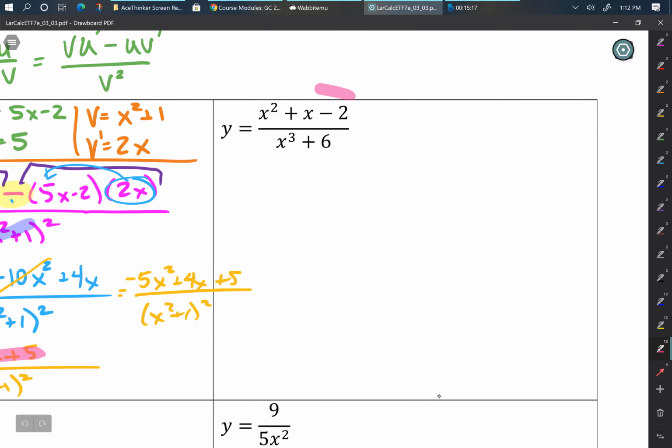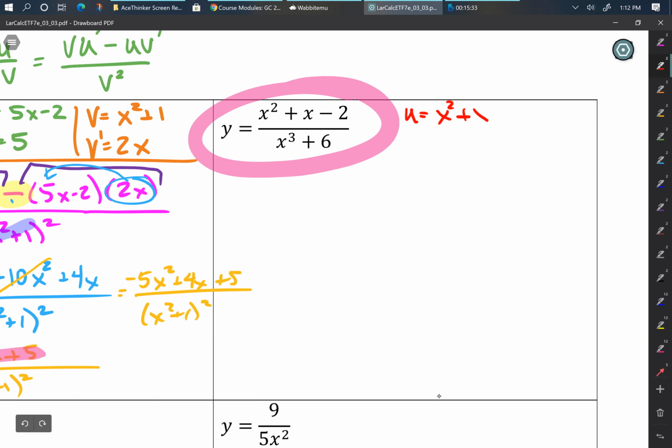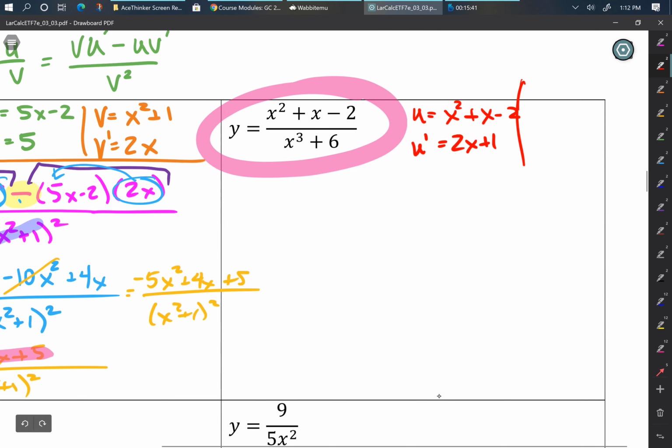Okay. Again, I'm given an expression, y equals a fraction, a rational function, and my job is to take a derivative. I have a numerator that I'm going to call u. That is going to be x squared plus x minus 2, and then u prime will be 2x plus 1. I have a denominator that I'm going to call v. It is x cubed plus 6, and then v prime will be 3x squared.